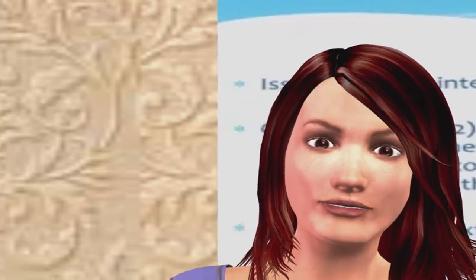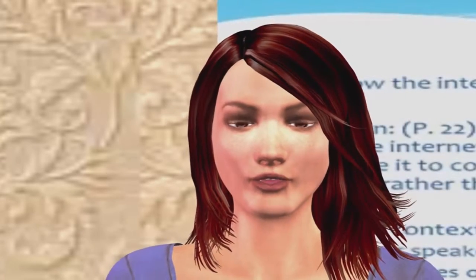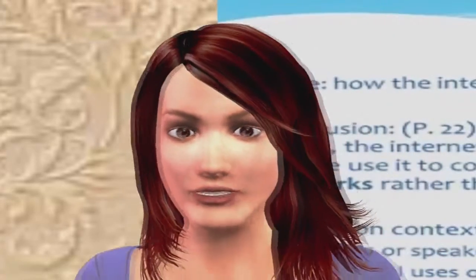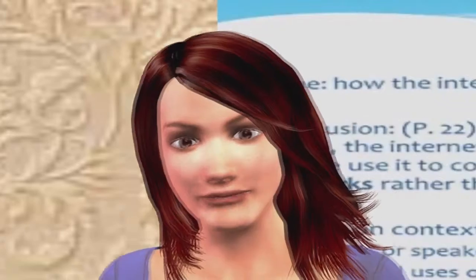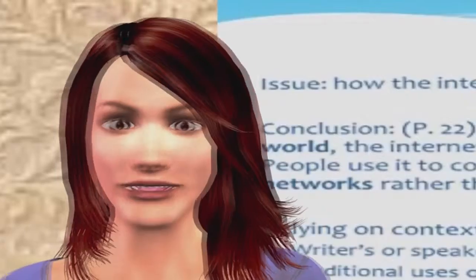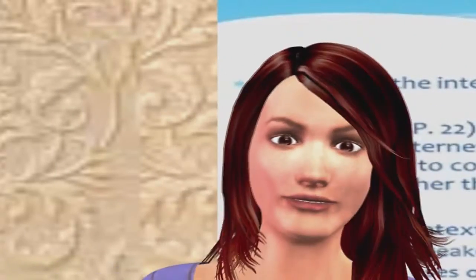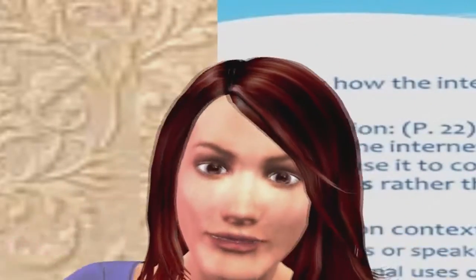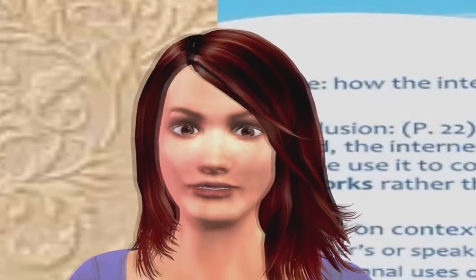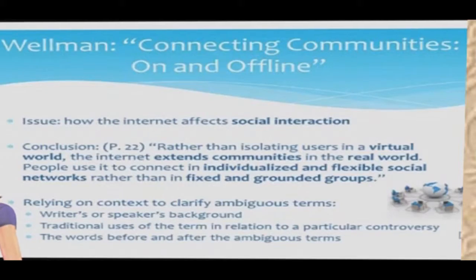Well, we can certainly look at the writer or speaker's background. Wellman is a sociologist. So we might think about how sociologists typically use the term community. Sociologists use that word in a variety of ways. It certainly means people that live in the same household, live in the same neighborhood, but sociologists also use that word to refer to people who go to the same educational institution, such as we might say the Fresno State community.